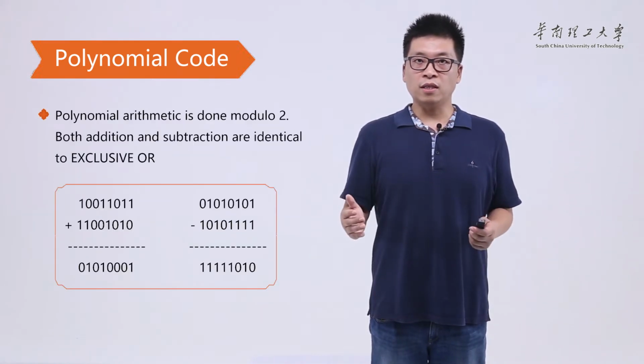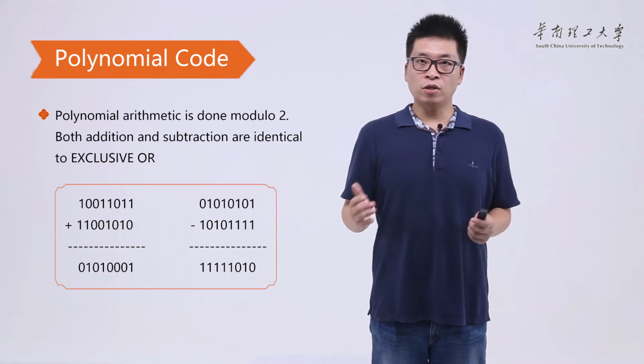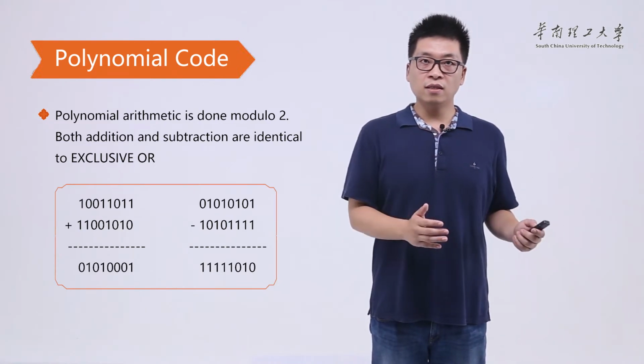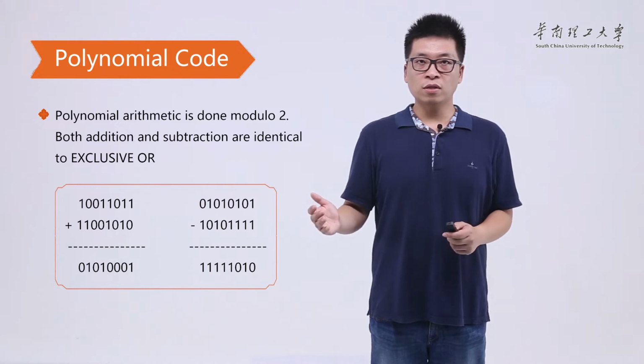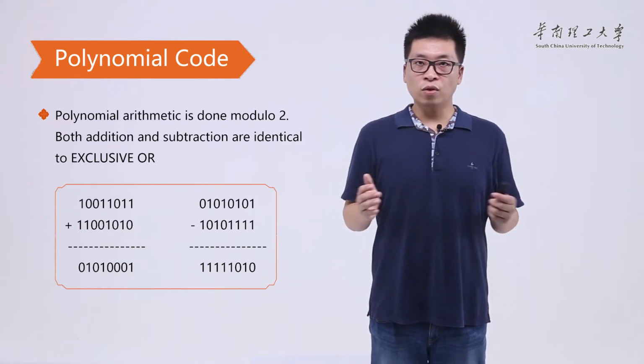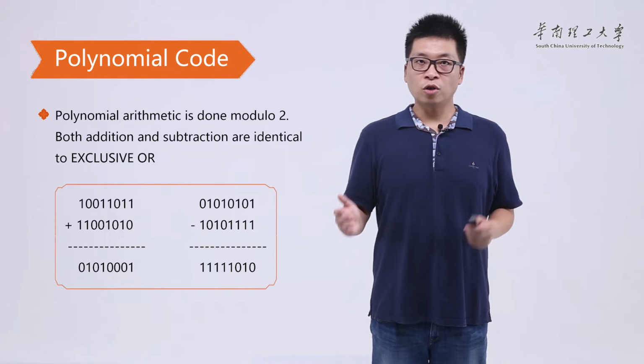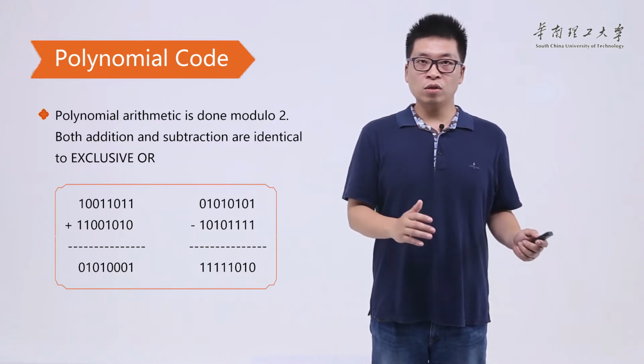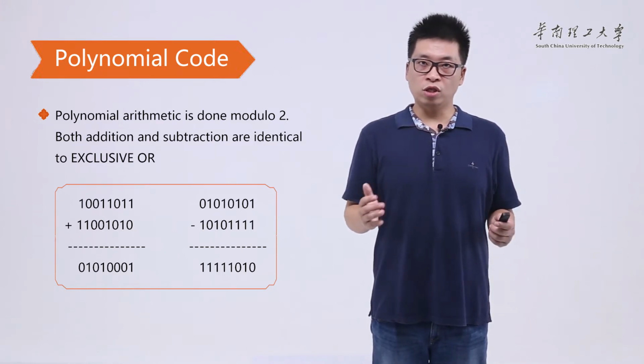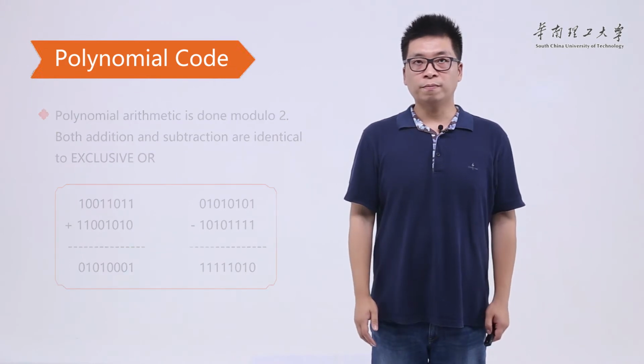Polynomial arithmetic is done modulo 2. So both addition and subtraction are identical to exclusive OR. When we do addition or subtraction, we just need to do exclusive OR.